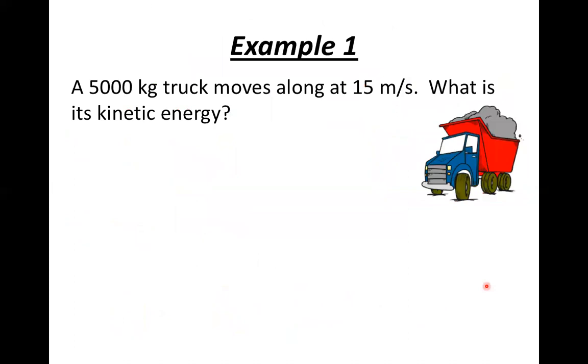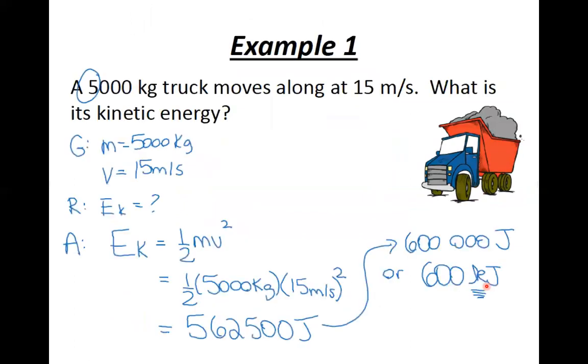A 5,000 kilogram truck moves along at 15 meters per second. What is its kinetic energy? So our givens are mass and speed, and we can substitute right into EK equals 1/2 mv squared to get our answer of 562,500 joules. Now, if we go back to look at sig figs, this 5,000 is only one significant figure, so we're going to round this to 600,000 joules.